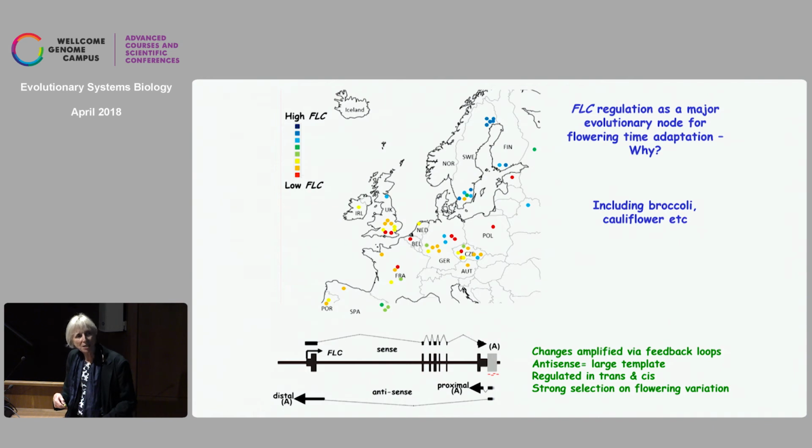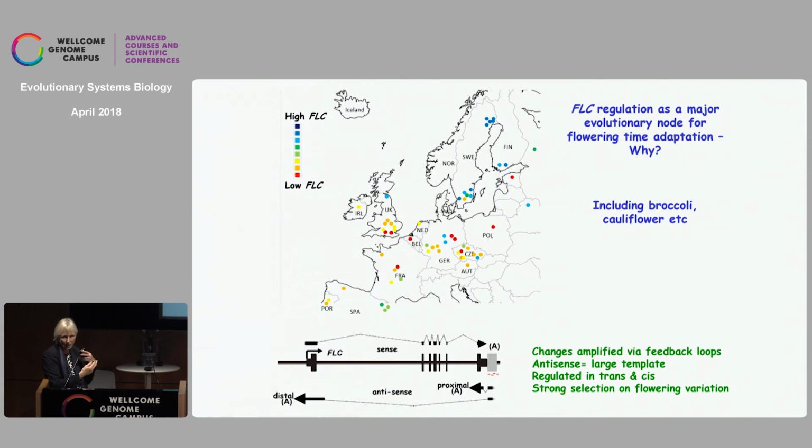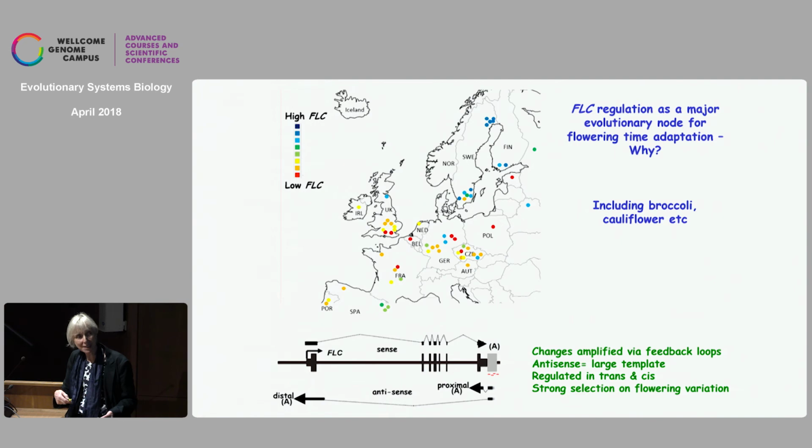Now, that could be because of this slightly weird sort of circuitry where you've got sense and antisense at FLC. And what I've shown you is that changes in various aspects of the antisense feed back and affect the sense transcription. And these loops tend to magnify any change that we see. So you've got a large area where you can accumulate changes which can functionally affect the sense transcript. It's regulated both in cis and in trans by various factors. And of course, any change, because of this quantitativeness, has a direct effect on flowering and therefore very strongly affects reproductive success.